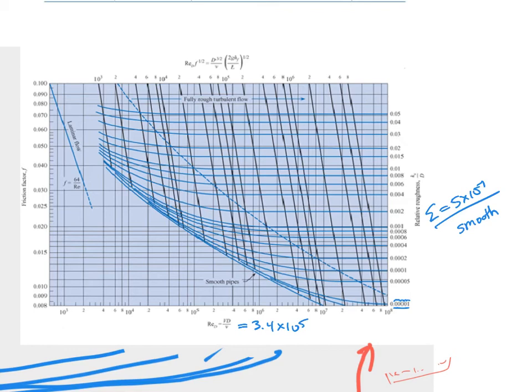This 3.4 times 10 to the 5th, well, here's 1 times 10 to the 5th, 2 times 10 to the 5th, 4 times 10 to the 5th. 3.4 is going to be about right here. So again, pull out our trusty dusty ruler, and we're going to go up, as best we can, till we hit that smooth line. We'll take a left. Always want to be careful not to forget the left at Albuquerque. And then we're just going to go right along there. Okay, so 0.0015 or thereabouts.